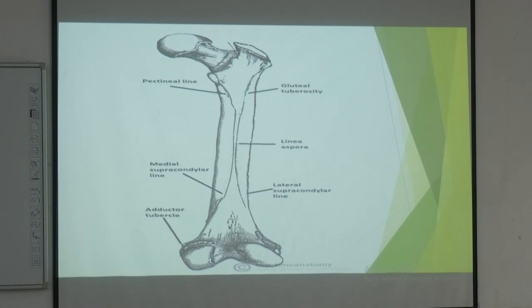Linea aspera? Good. What is linea aspera? Elevated posterior border having two lips. Medial lip, lateral lip. Great. Elevated. More pronounced in the upper third and the middle third. Lower third is less prominent. So more prominent in the upper part and middle part. In the lower part, this linea aspera is not that prominent.